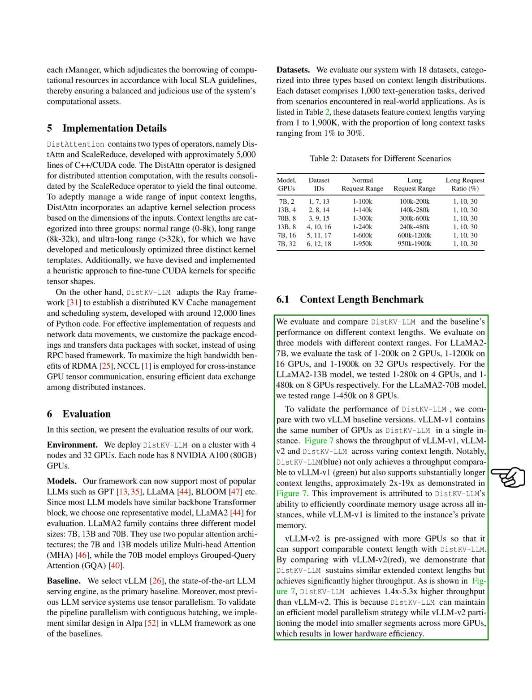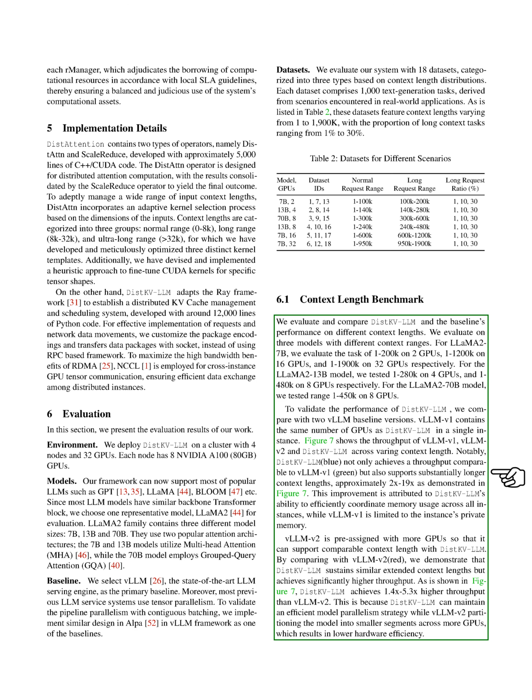We compared the performance of DistKV-LLM and the baseline on different context lengths using three models with different context ranges. For the Llama 2 7B model, we tested tasks with context lengths of 1 to 200K on 2 GPUs, 1 to 1200K on 16 GPUs, and 1 to 1900K on 32 GPUs. For the Llama 2 13B model, we tested context lengths of 1 to 280K on 4 GPUs, and 1 to 480K on 8 GPUs. For the Llama 2 70B model, we tested context lengths of 1 to 450K on 8 GPUs.